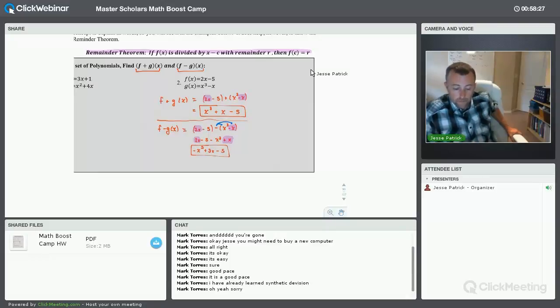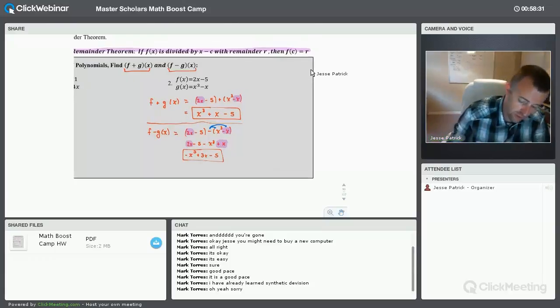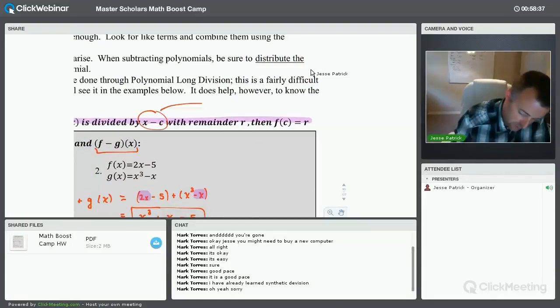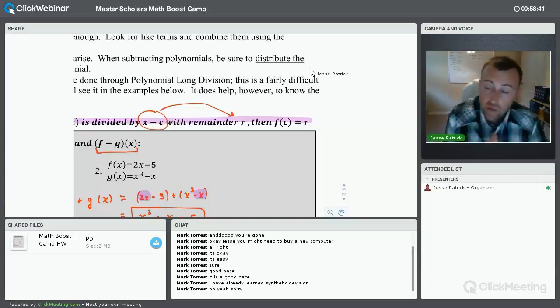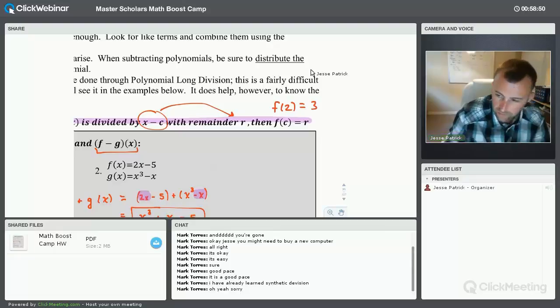It is what's left over after division, but it's the same thing as if I took this function. So actually, I'll show this first, and I'll show you an example. If I divide by x minus c, and I get a remainder r. So let's say I divided by x minus 2, and I got a remainder of 3. That's also telling me that if I evaluated my function at f of 2, I would get 3. So it's a nice little shortcut, and you'll see what I mean.